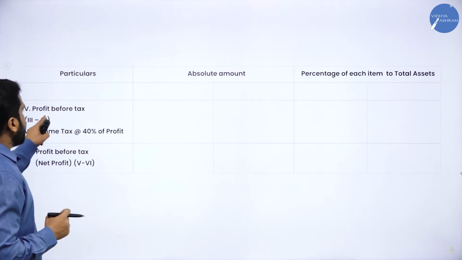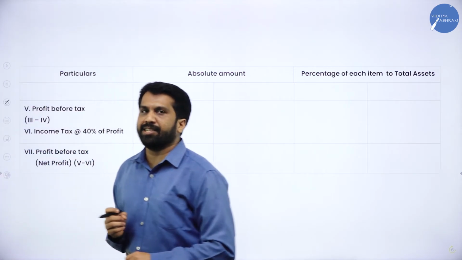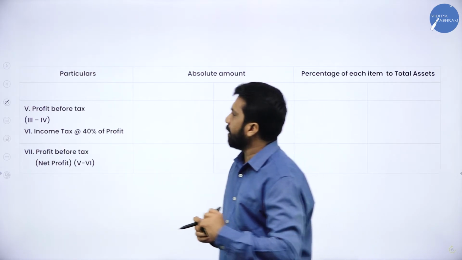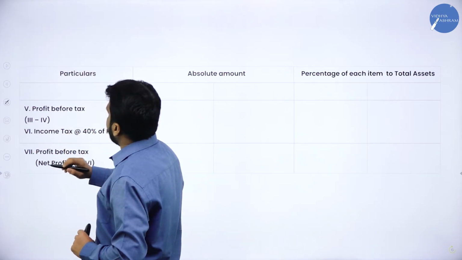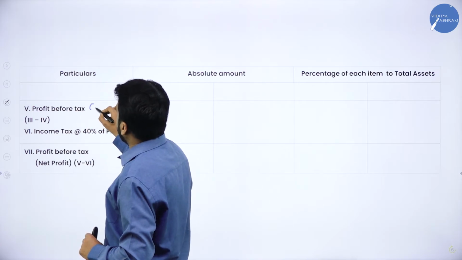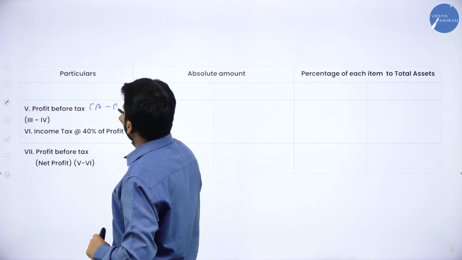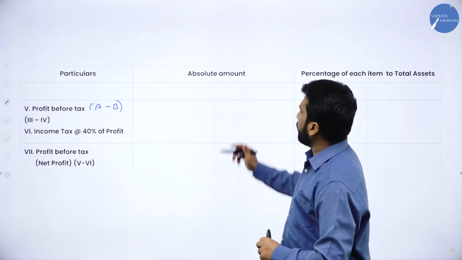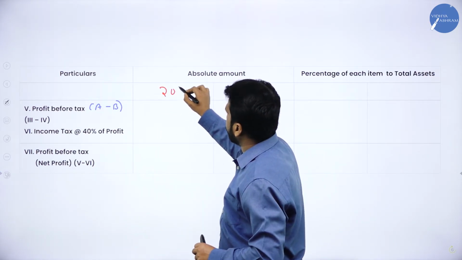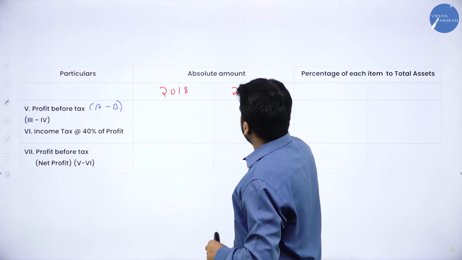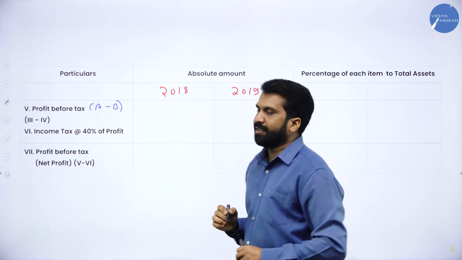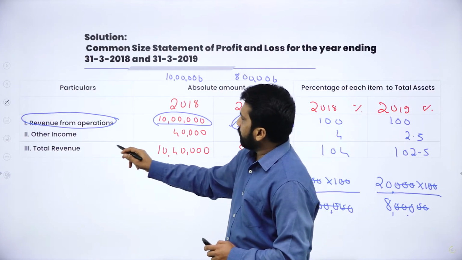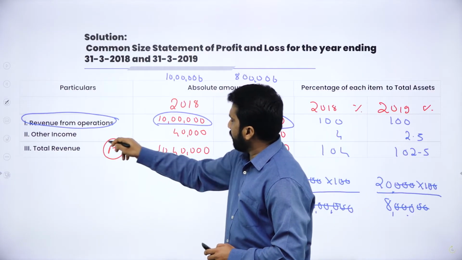Now, as I told you, profit before taxation. How do you get profit before taxation? Now, A minus B. This is nothing but A minus B. How will you get A minus B? First we'll calculate for 2018, then we'll calculate for 2019.